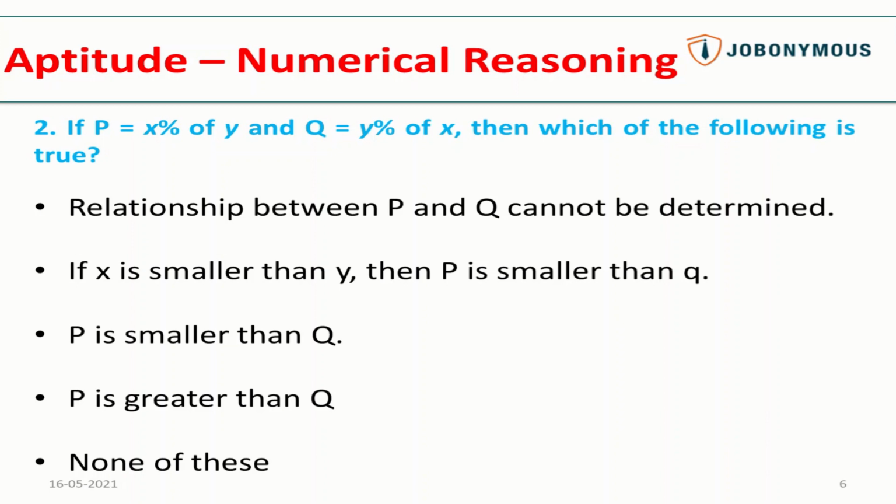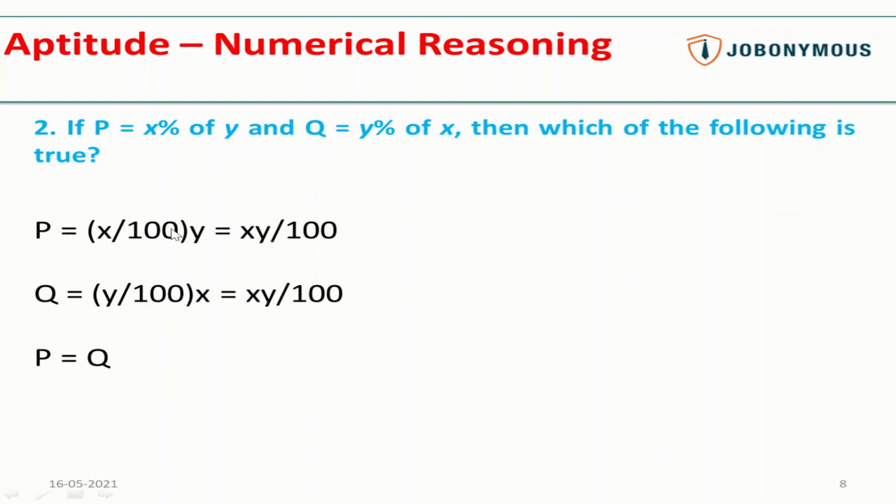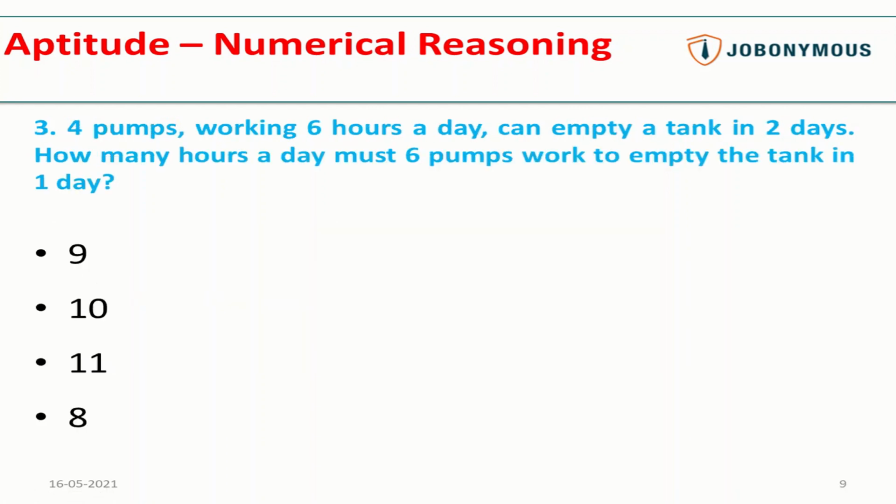So friends, what most people do is they assume some values of x and y and then answer it. But this is a pretty simple question. The answer here is none of these. This is because if you just write the equation, p is x percent of y, so p is equal to x by 100 into y, that is xy by 100, and q is y percent of x, which is xy by 100 again. So p will always be equal to q. So by making an equation, you can solve this.